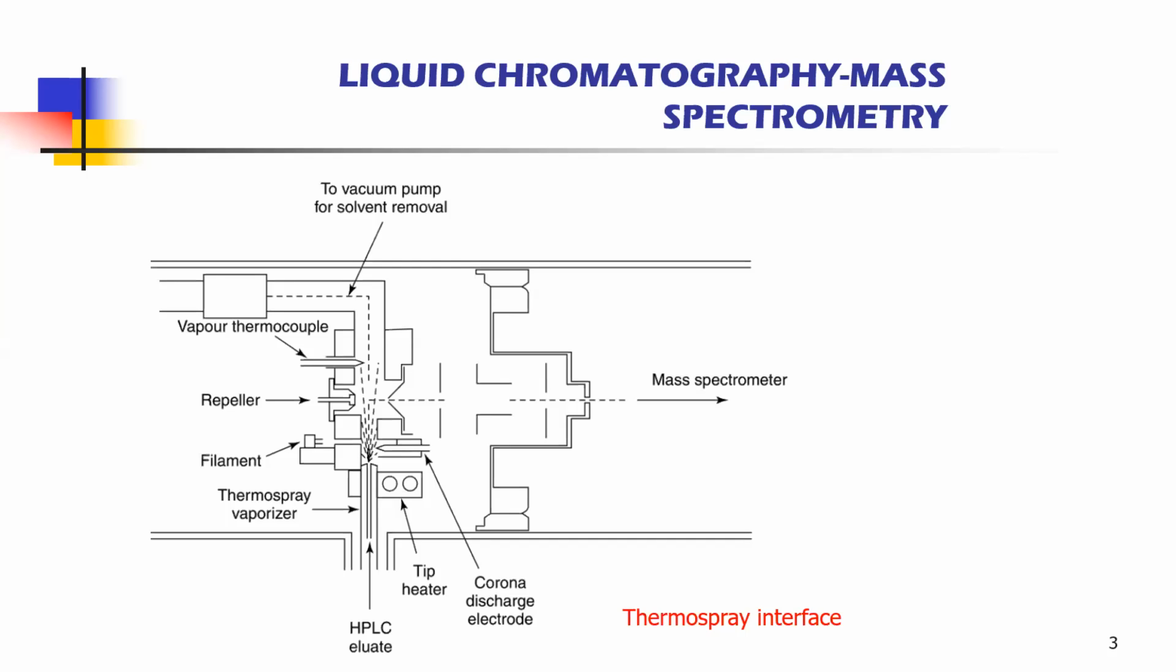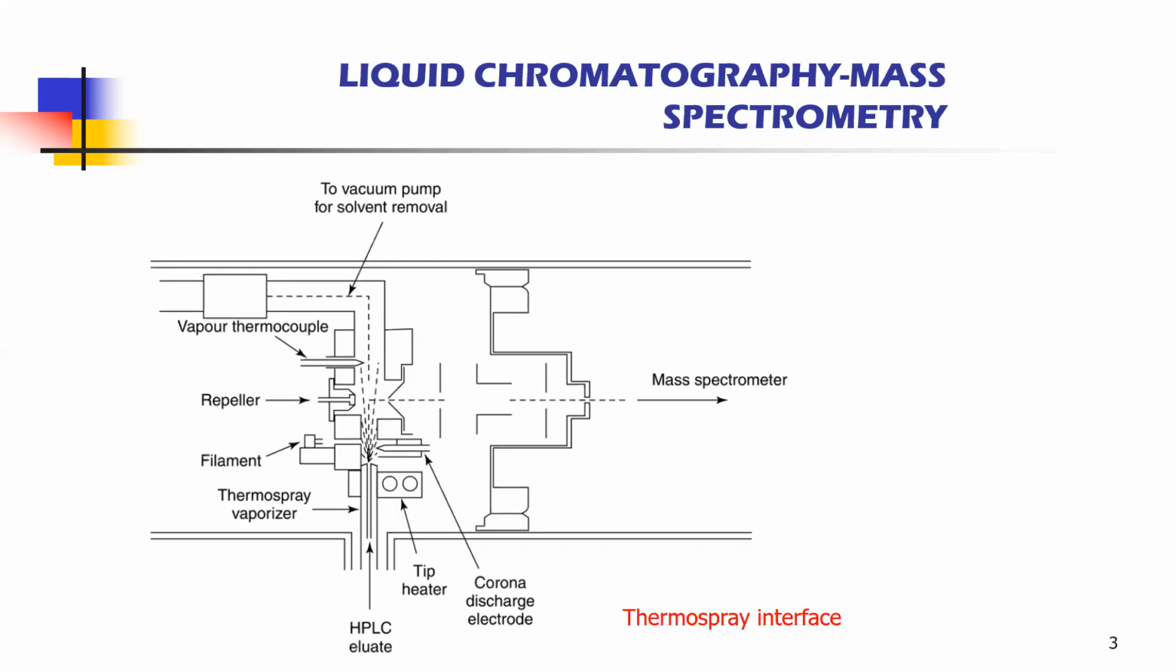The droplets so formed undergo desolvation as they traverse a heated region of the interface, and ions are formed from analyte contained in the liquid stream by means of ion molecular reactions, like that of chemical ionization that we discussed in the case of mass spectrometry. So altogether we have a heated capillary and a repeller that will divert the flow of molecular ions that are coming in the path of the mass spectrometer.